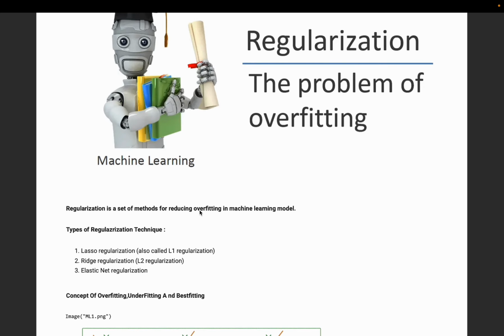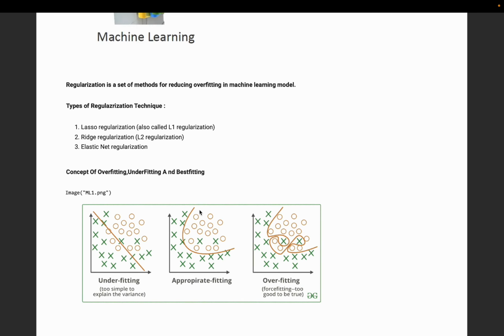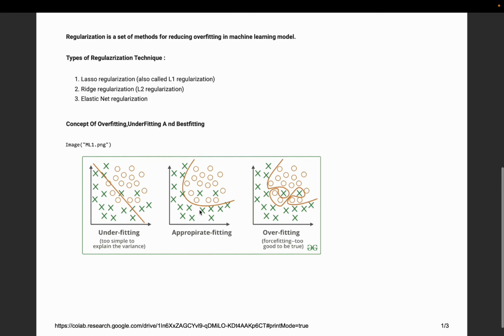The types of regularization technique are three. First one is lasso regression, which is called L1 regularization. Second one is ridge, which is L2 regularization, and third one is elastic net regularization. So the main concept comes from the concept of overfitting, underfitting, and best fitting. Let us understand these three.